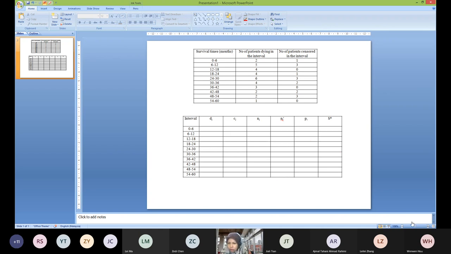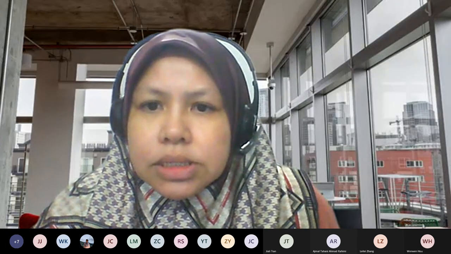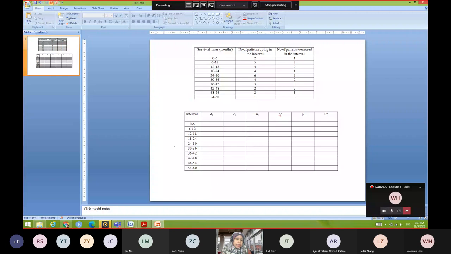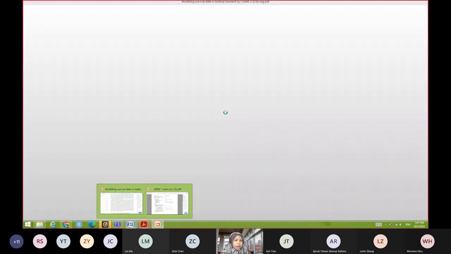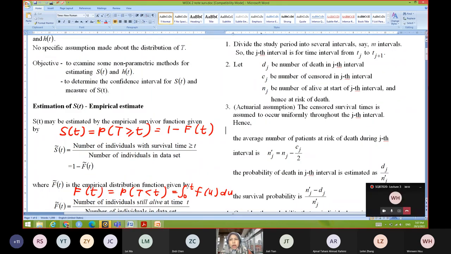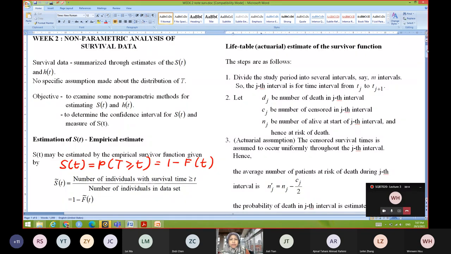Let me just share the screen with you, it's easier for me to switch. So DJ, CJ, etc., please refer to your lecture notes on how to calculate the life table estimate of the survival function. We define DJ as the number of deaths, CJ as the number of censored in the jth interval, and NJ is the number alive at the start of the jth interval and hence at risk of death. That is why, when you add the number of dying and the number of censored, it does not equal 50, because we are interested in the number of patients still alive at the end of the interval.